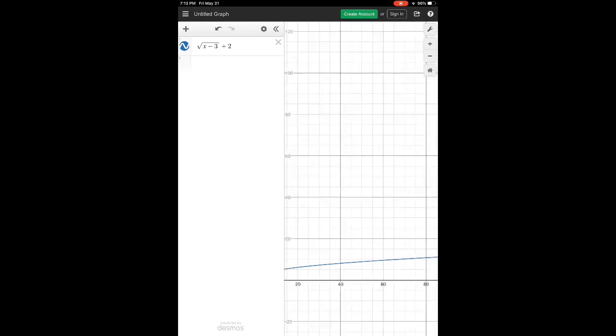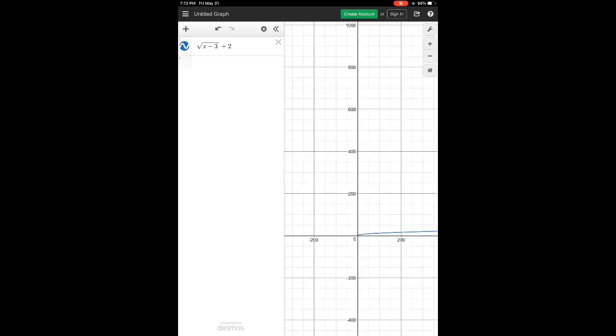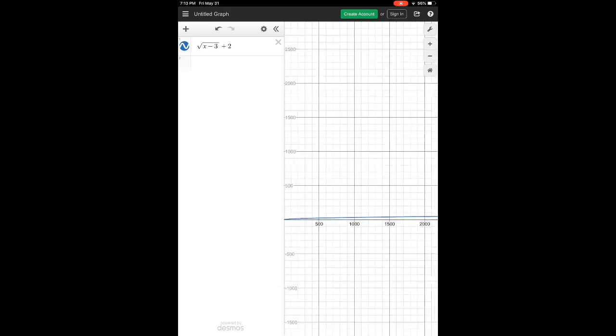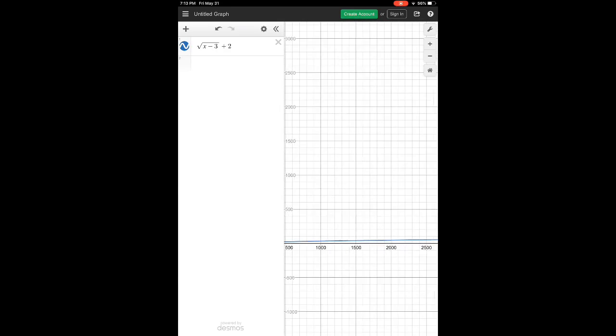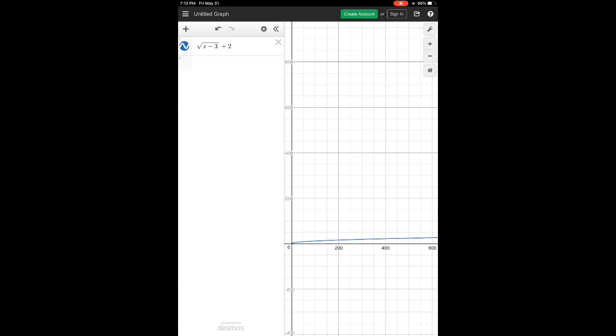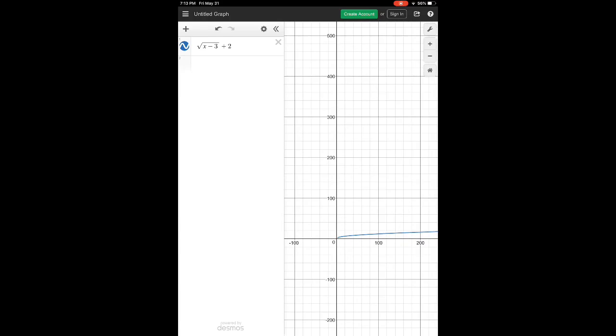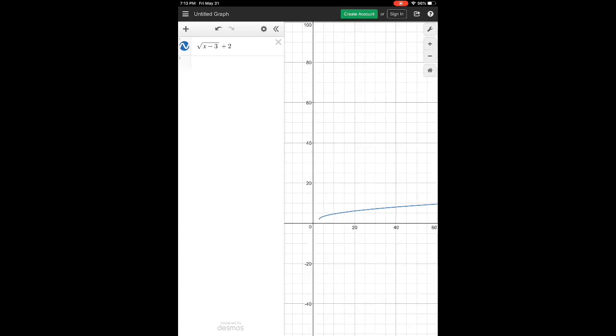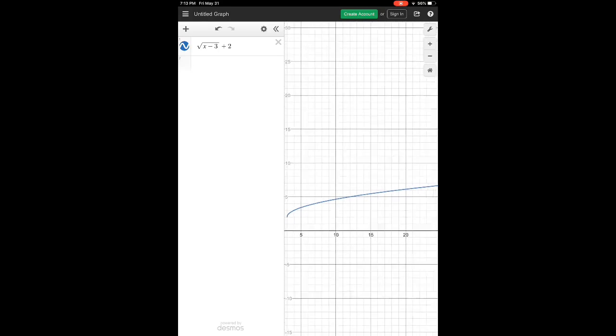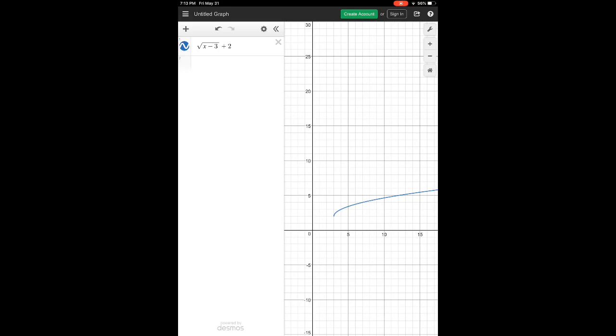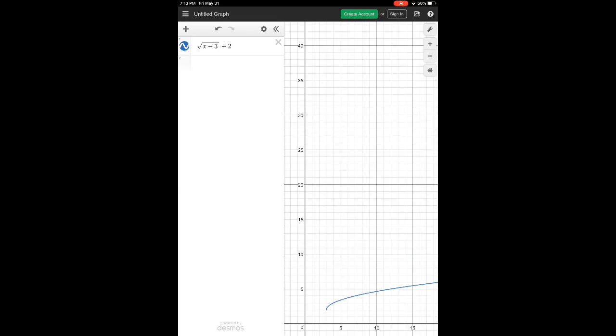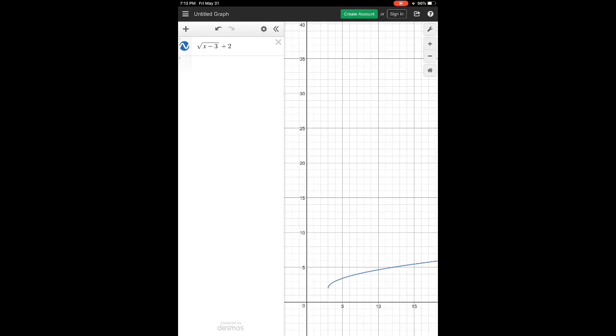Yes, it's going up very slowly. If I zoomed out, does it look like it's ever going to reach infinity? Maybe not, right? It kind of looks like it's flat, but if you take the square root of a really large number, you're going to get a really large number back. So the square root of infinity actually is infinity, which is why our range is from 2 to infinity. We start at this point 3, 2. That 2 is the lower bound of our range, and then it's going to go all the way up to positive infinity.